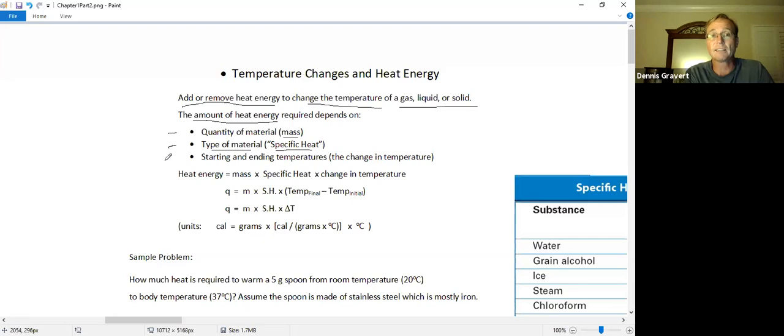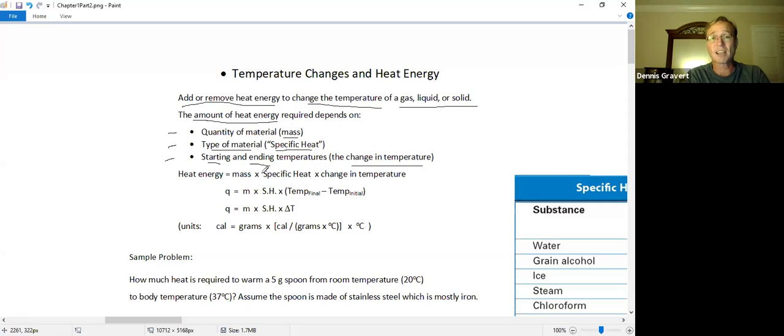And finally, the amount of heat energy that you need to remove or add in to change the temperature, well, it depends on how big a temperature change do you want to do. It depends on where you start and where you end, the change in temperature, right? So if you're just taking lukewarm water and just warming up a little bit, not much heat energy needed. But if you take cold water and you want to heat it up to boiling, that's a big temperature change that needs more heat energy.